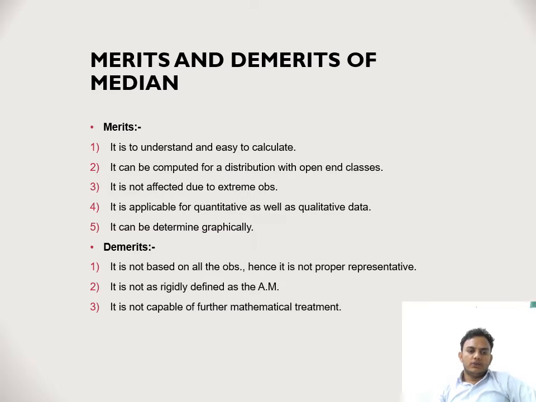And now the demerits of median are: it is not based on all observations, hence it is not a proper representative. It is not as rigidly defined as the arithmetic mean. It is not capable of further mathematical treatment.